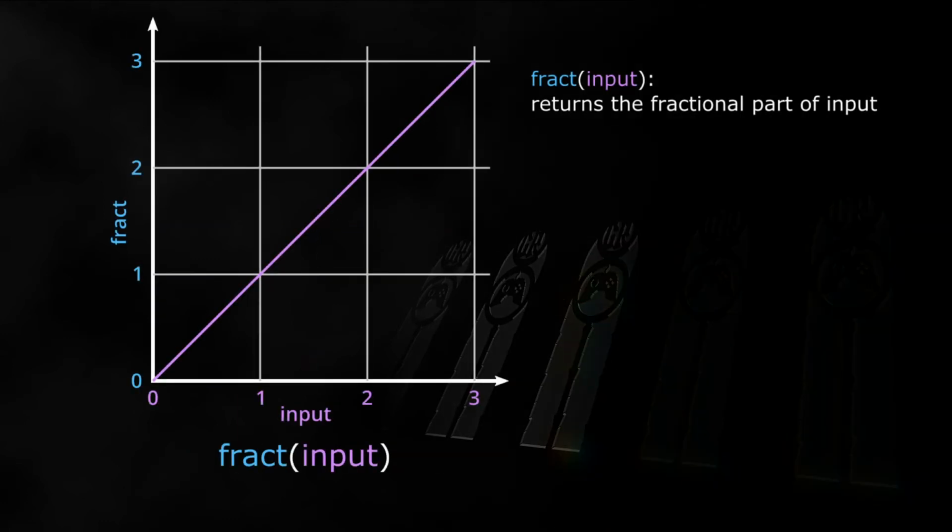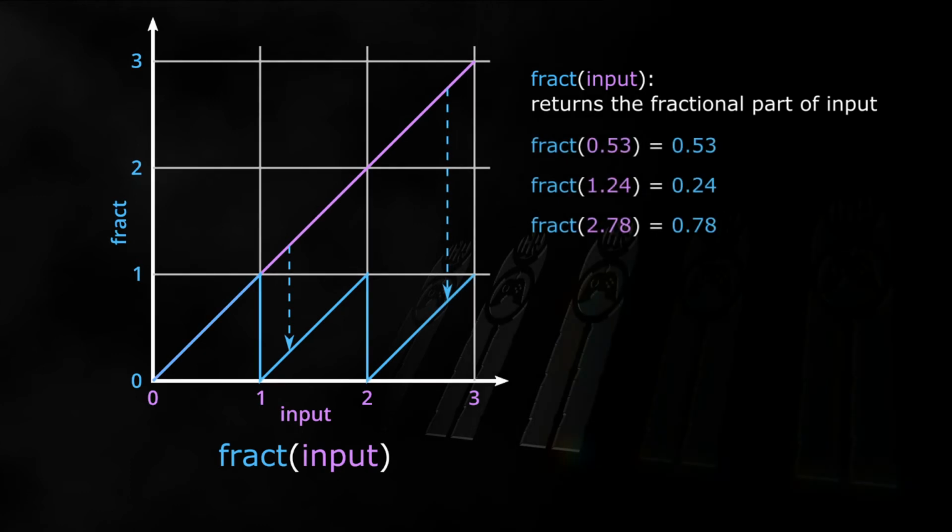The second function to have a look at is the fract function. Fract returns the fractional part of a number. In our example, you see with the input value 0.53, fract returns just that, 0.53. However, 1.24 is returned as 0.24, and 2.78 is returned as 0.78. So similar to mod, this can be used to get a looping value. No matter how low or great a value is, the return value of fract will always be larger or equal to 0 and lower than 1.